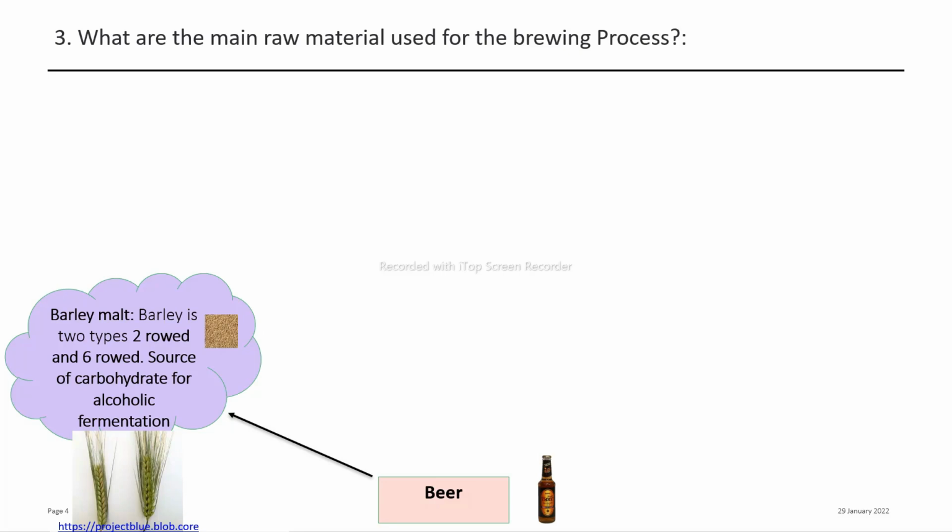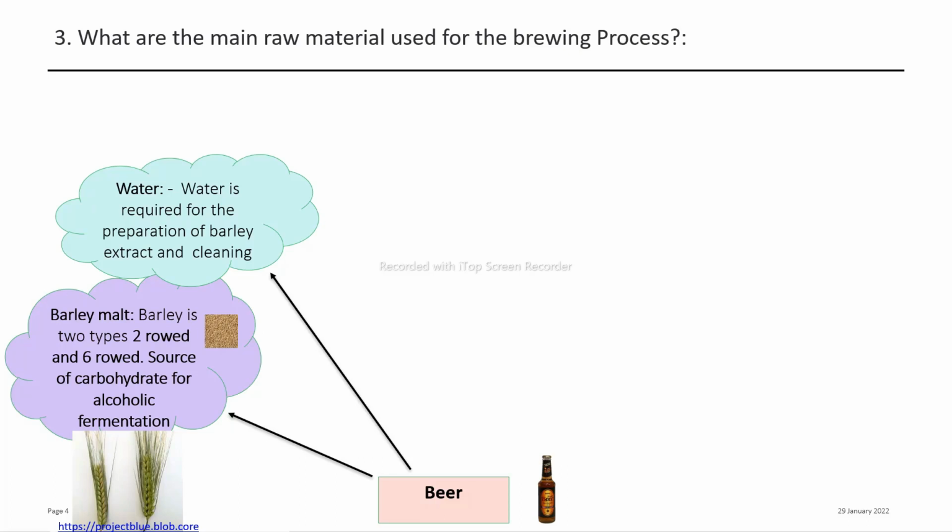Barley grain has a number of varieties, in which 2 row and 6 row are the major varieties used in the brewing process. The barley grain is the main source of the carbohydrate which is used for the fermentation process.